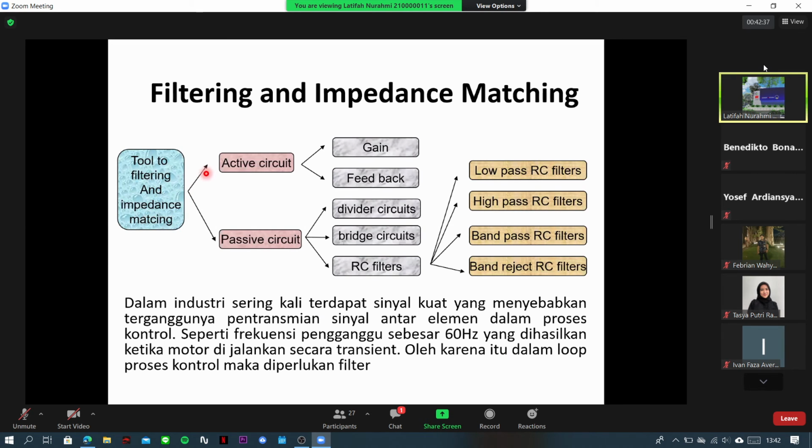There can be two circuits: active and passive. In the active circuit, you have a gain and feedback. In the passive circuit, you have divider circuits, bridge circuits, and RC circuits. And with RC, you will have low pass, high pass, band pass, band reject, and so on. We will learn this in more detail.